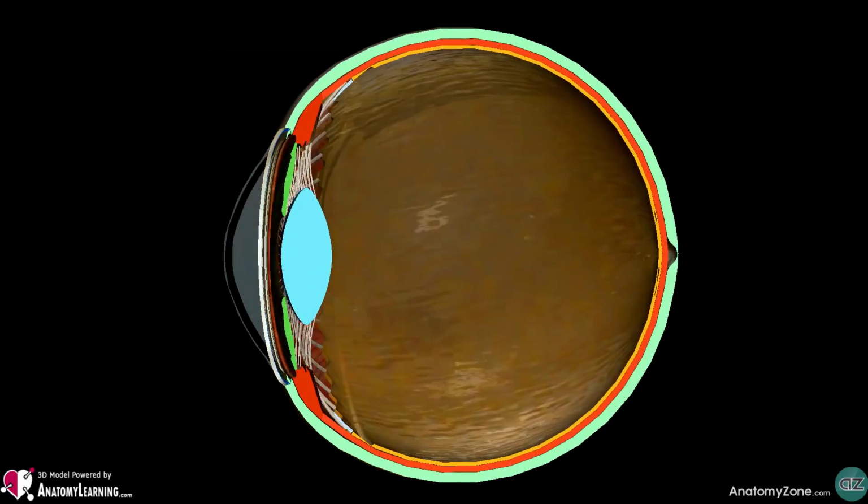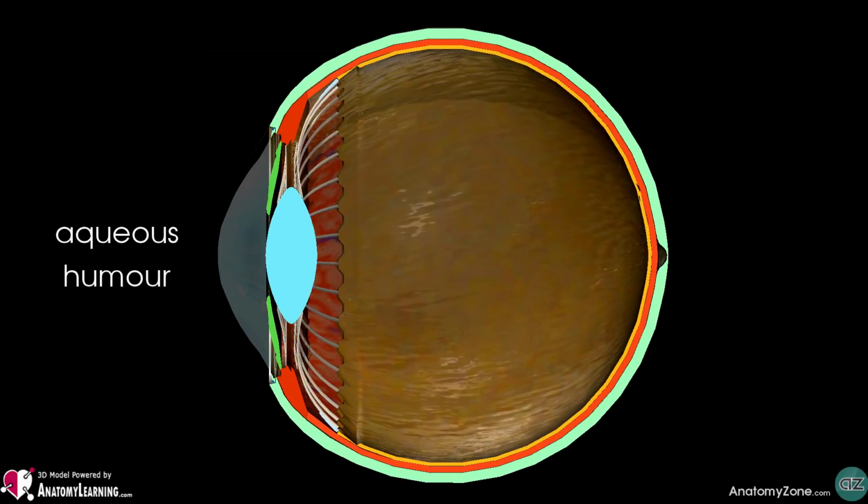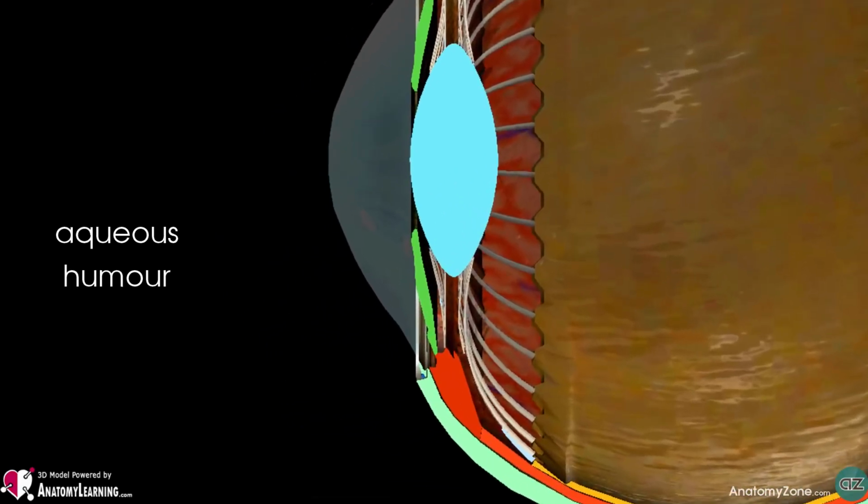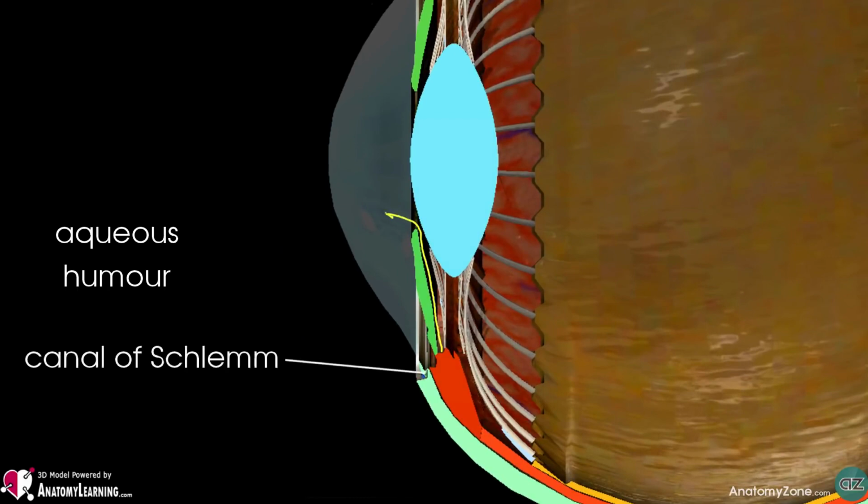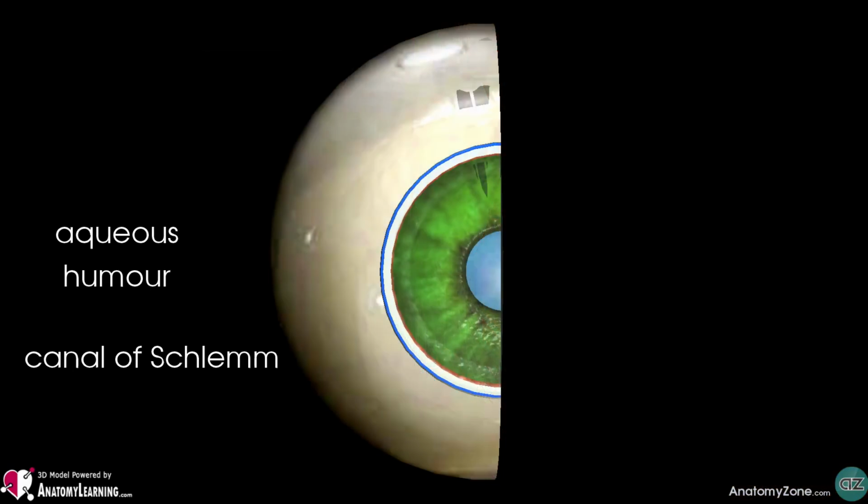The chambers are filled with aqueous humor, which is a clear plasma-like fluid that nourishes and protects the eye. The aqueous humor is secreted first into the posterior chamber and flows into the anterior chamber via the pupil, and is then absorbed into the canal of Schlemm, also known as the scleral venous sinus. This channel encircles the eye, lying at the point between the cornea and the iris. You can see this highlighted in blue on this model.